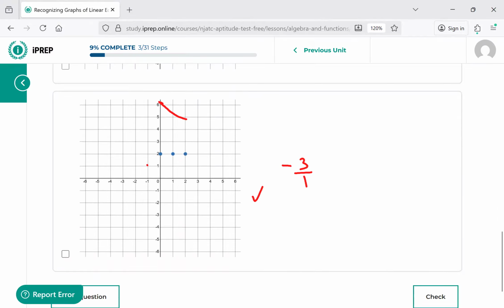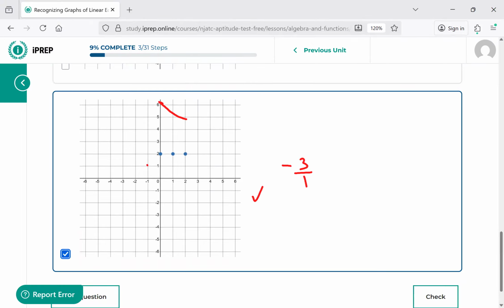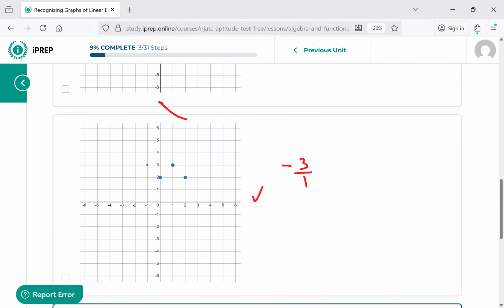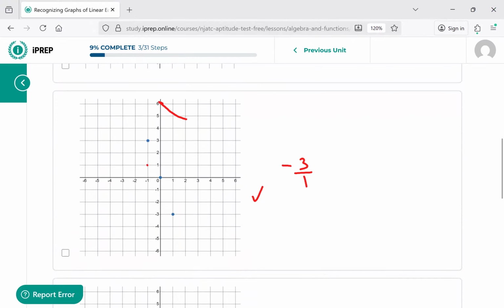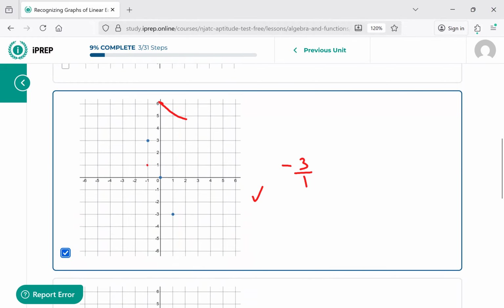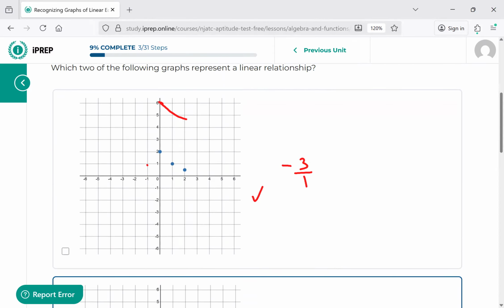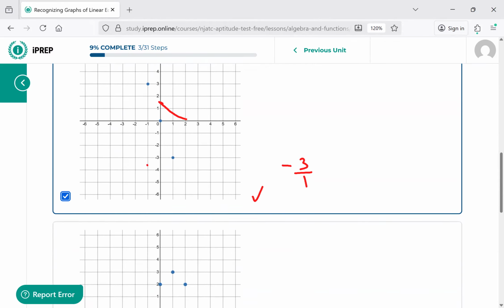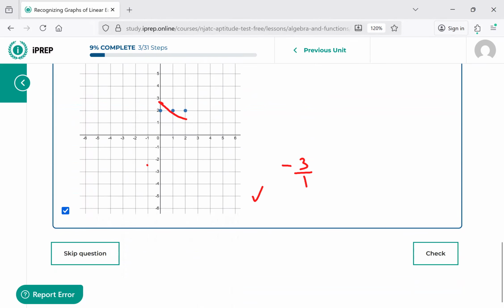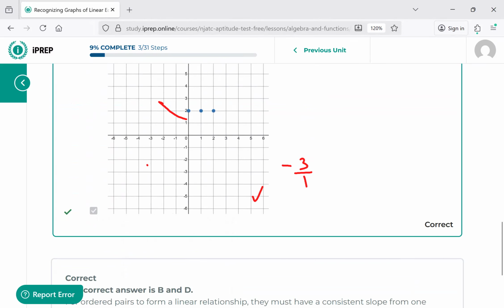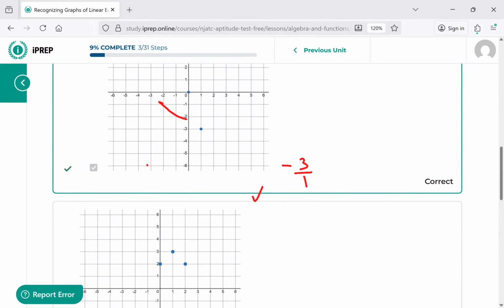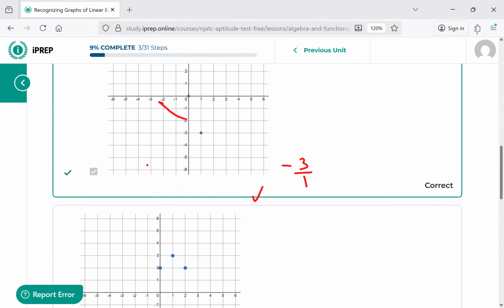So maybe this is one of those where you pick two. So this one and this one. This one curves, so it can't be. Let's see our answers. B and D, is that what we chose? Yes, B and the last one.